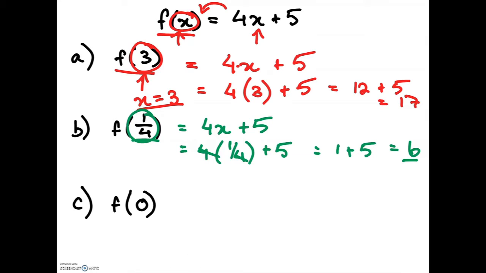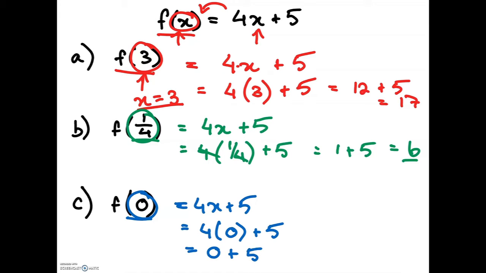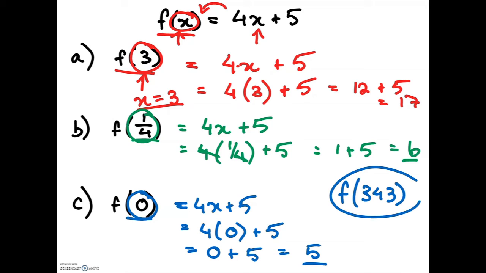So let's do the next example over here. Instead of x, we're going to substitute whatever's inside the brackets, which is 0. So we have 4x plus 5, and we're just going to substitute 0 for x and add it to 5, so it'll become 0 plus 5, which is equal to 5, and that's your final answer. So it's pretty simple. Overall, what you need to know is if they tell you to find the value of, let's say, f of 343, it's practically just substituting 343 as x back into your original equation here at the beginning.